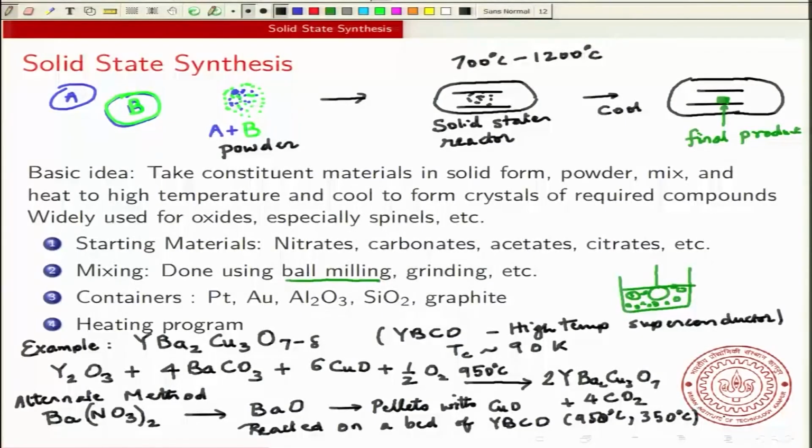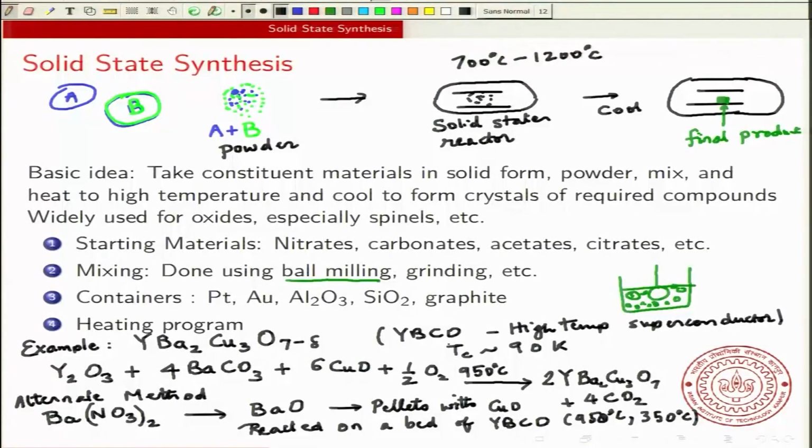Okay, and this second heating at 350 degrees centigrade actually gives you the right value of delta, so that your Tc is about 90 K. So it turns out that for this material, based on the value of delta, your Tc varies. Delta is typically some fraction, much less than 1, and this delta is essentially varied till you get the optimum Tc for superconductivity.